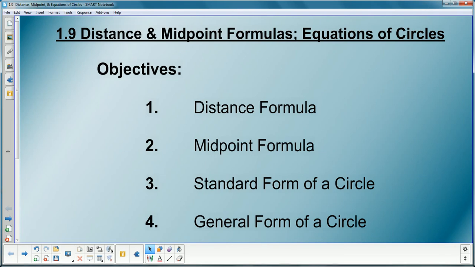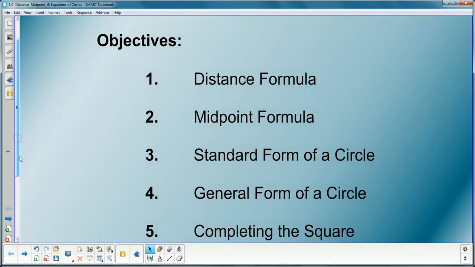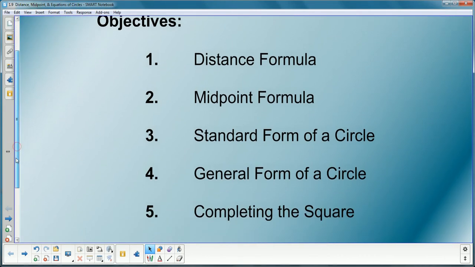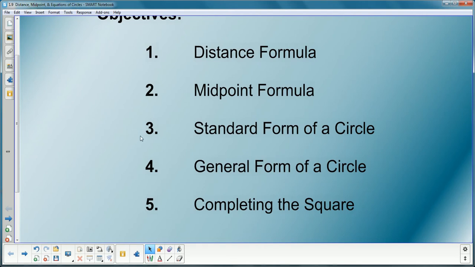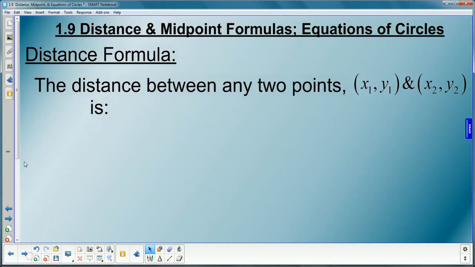Alright, so 1.9, this will be the last section in this chapter before we have another assessment. A lot of this is not going to be new, so we're going to do distance formula, midpoint formula. You've seen both those before. Standard form of a circle is going to be pretty easy, and then these last two are going to go together: general form of a circle and completing the square. Completing the square, remember, we've done before. So we'll review that and talk about how we can use that to apply general form to get standard form.